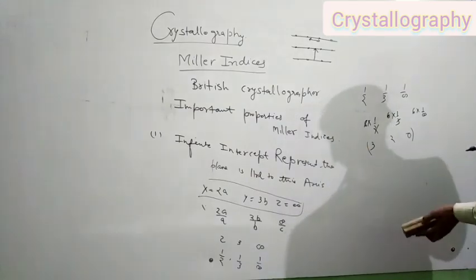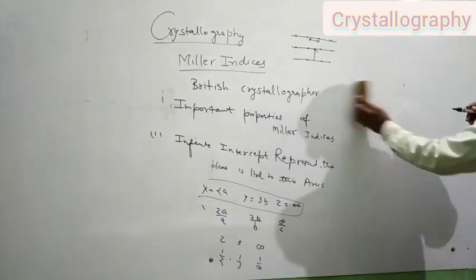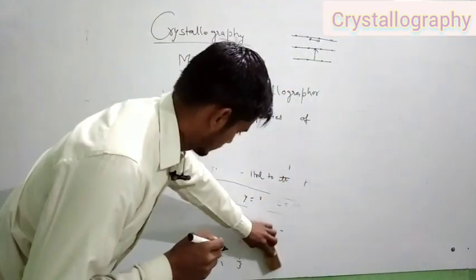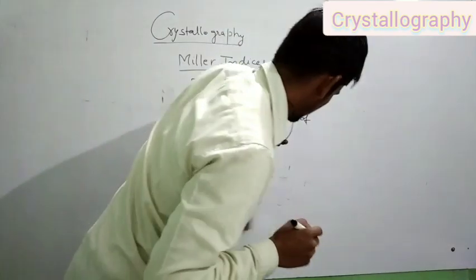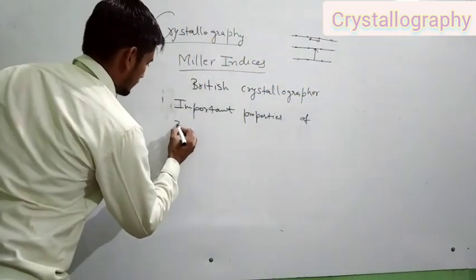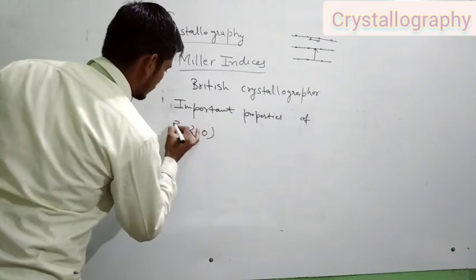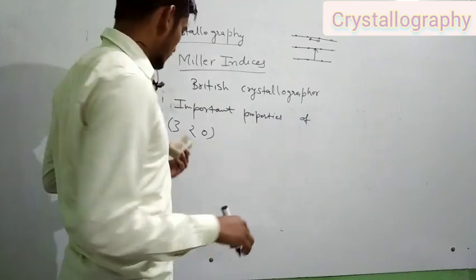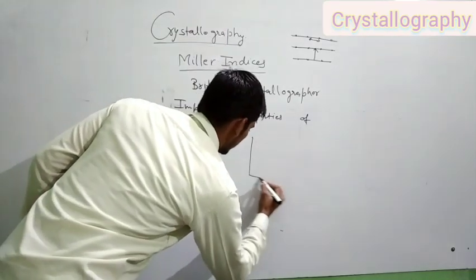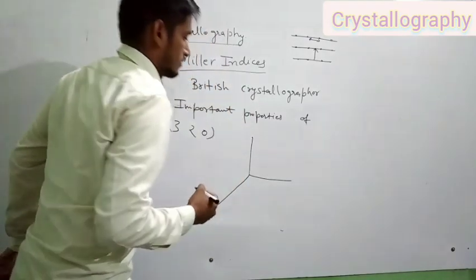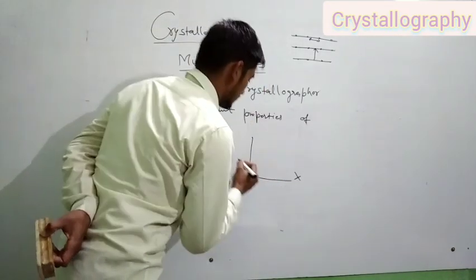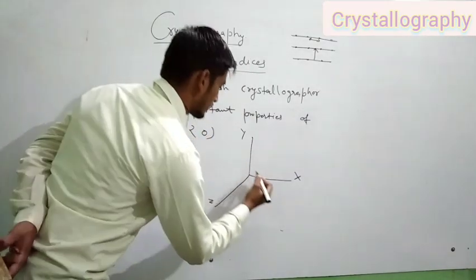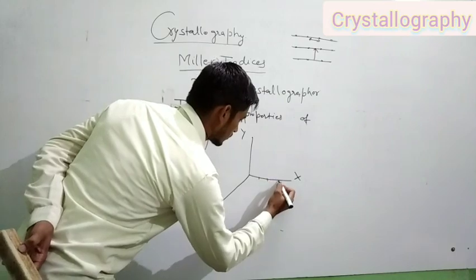If we want to represent the plane for these Miller indices, 320, now we will represent the plane for these Miller indices. This is the x-axis, this is the y-axis, and this is the z-axis. X cuts at 3, y at 2, and z at infinite.